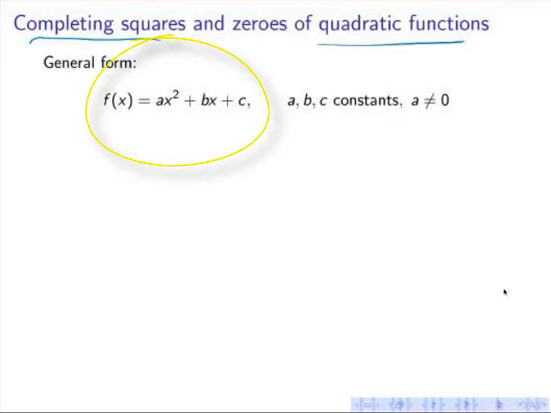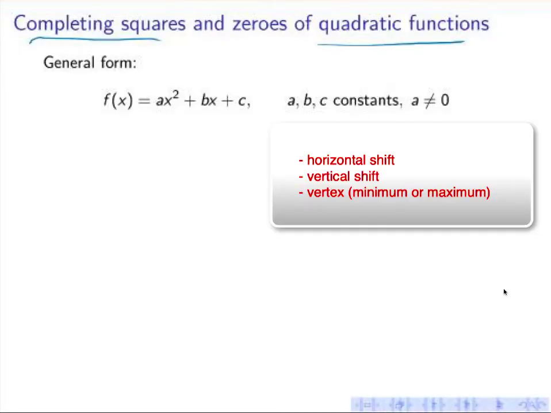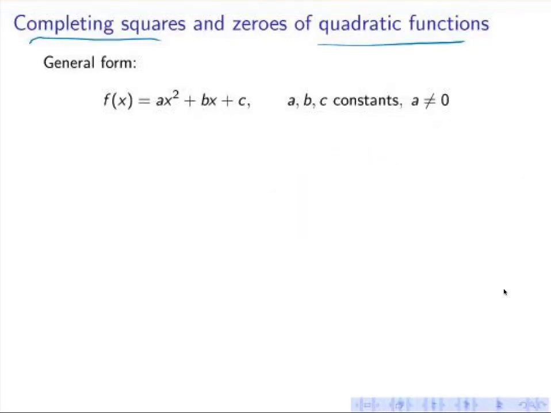Now the completing squares idea is to rewrite the function in a different form so that you can see lots of geometric properties such as a horizontal shift, a vertical shift, or the vertex, which is the minimum or the maximum of the parabola. To do this, I go through a very mathematical derivation on this slide, and later I will show you a whole bunch of examples so that we can train this method.